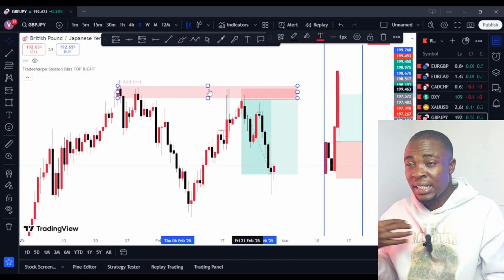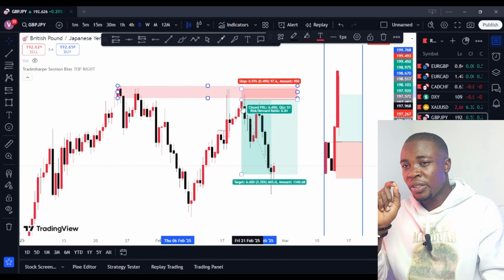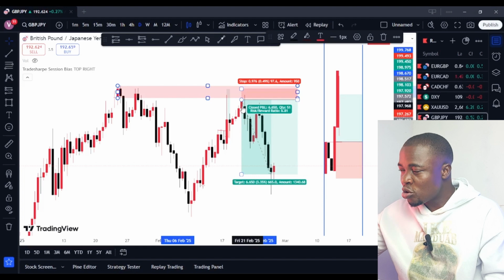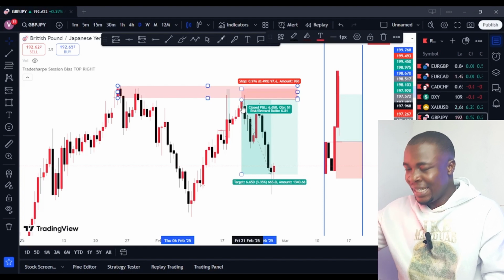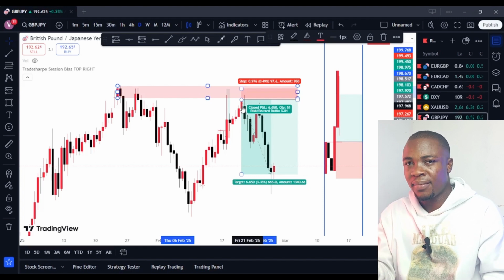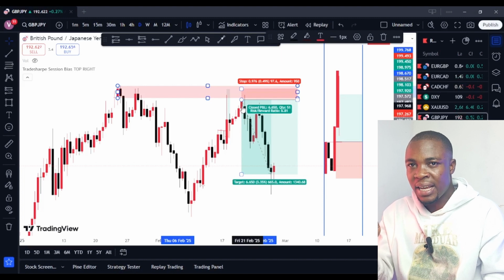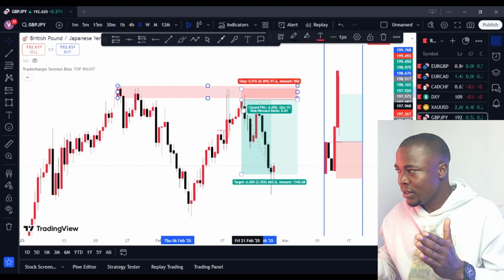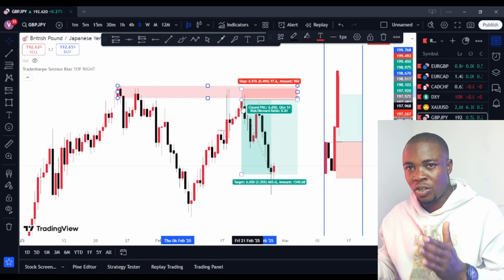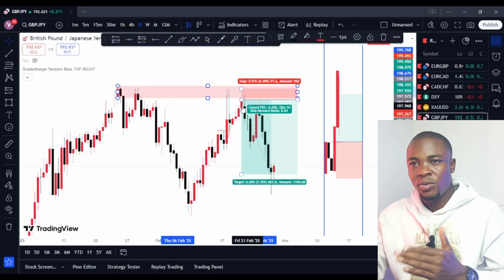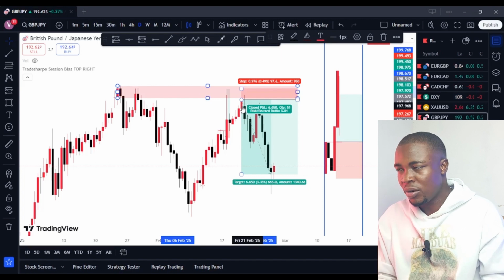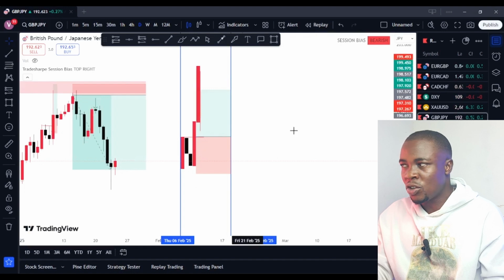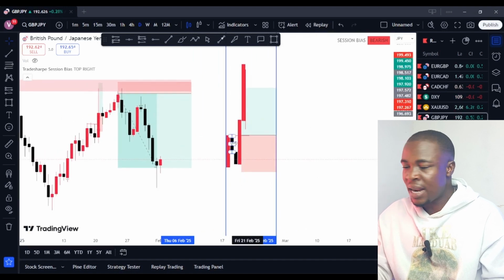This is how I do it personally. I will wait for a structure to be formed around that area, and then the structure breaks and is in line with my plan. When that structure breaks, I will use that structure as my stop loss, and then I will drive to the next support zone. An example of what I mean is exactly this setup one price action that I drew here.